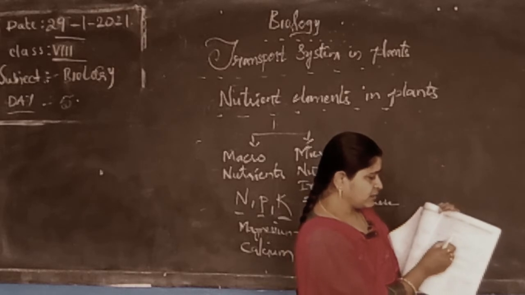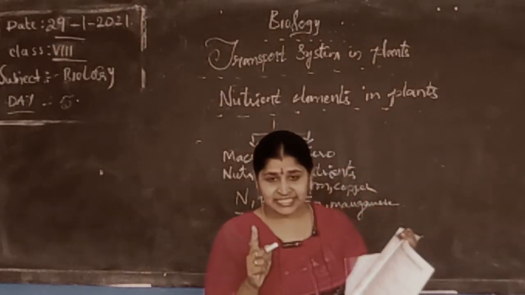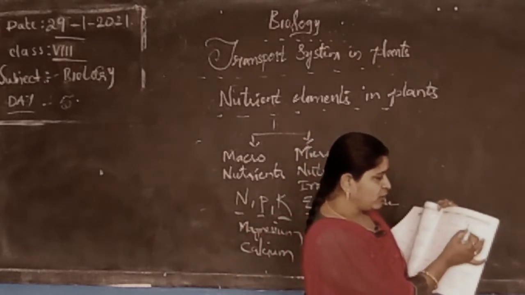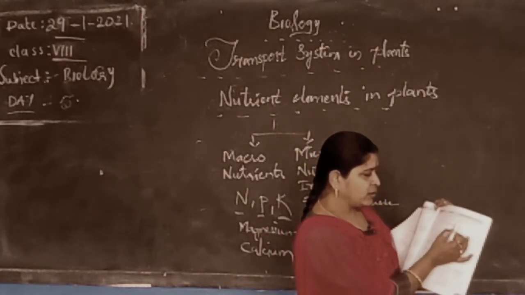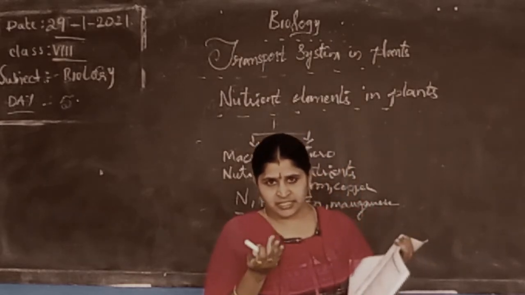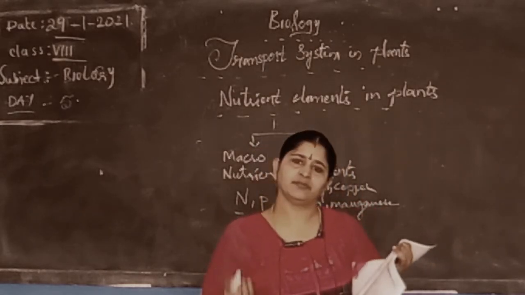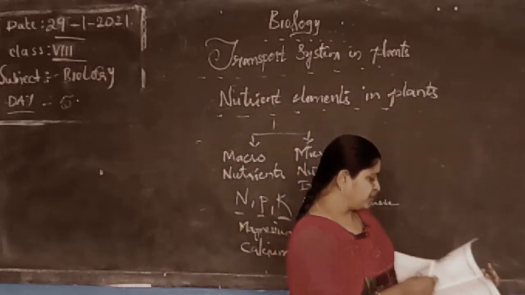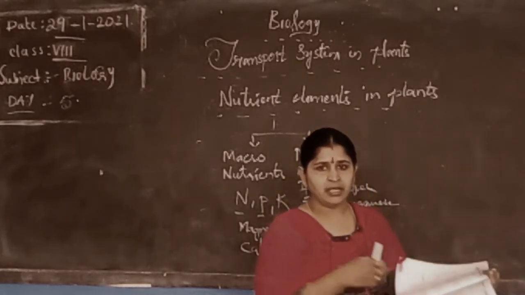Next, it is necessary in chlorophyll formation. Very, very important: the green color pigment which is present in the plant. Younger leaves turn yellow. Sometimes it is also followed by older leaves. First, younger leaves turn yellow, then it is followed by older leaves. Okay, these are all macronutrients. Very, very important, their role and everything in the plant.